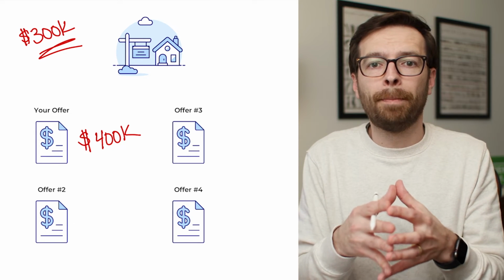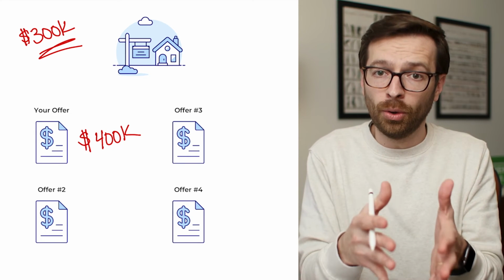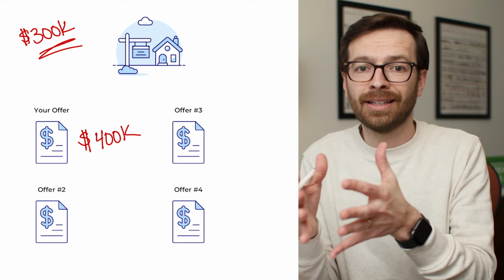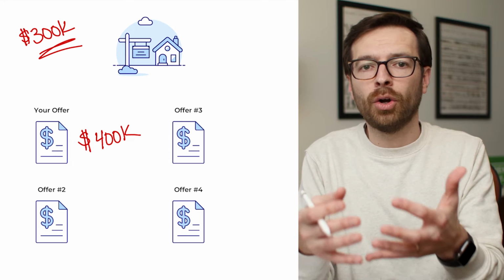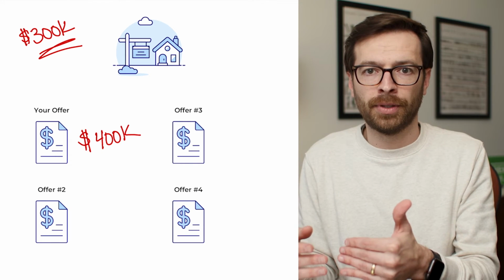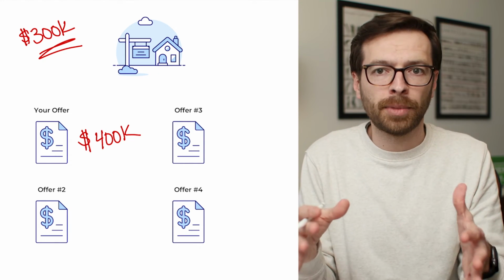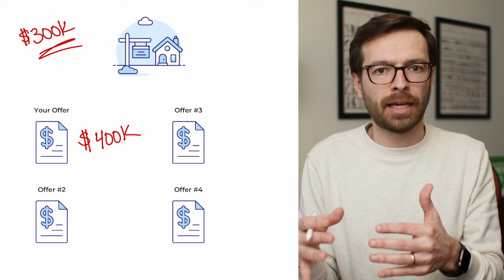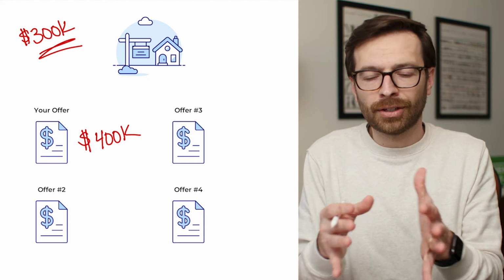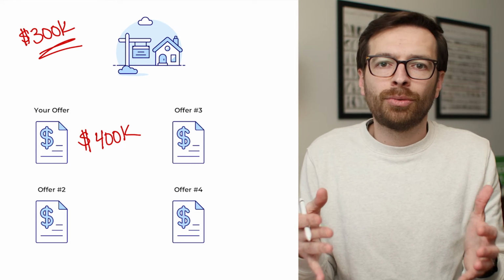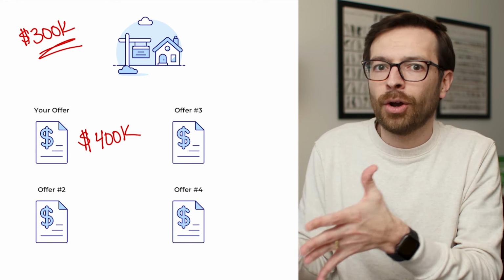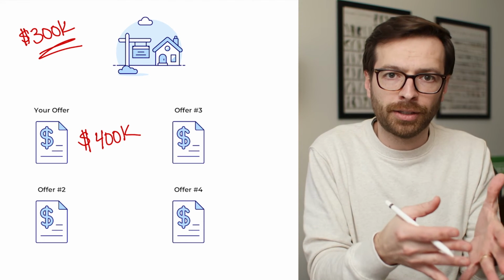The bank is loaning you a bunch of money and it is using the home that you want to purchase as collateral. They're not going to give you a $400,000 loan on a home that's worth $300,000. Now, I'm making this example really extreme just so it's a little bit easier to understand, but the real world cases are not quite this extreme.